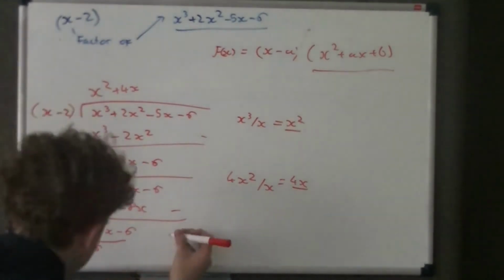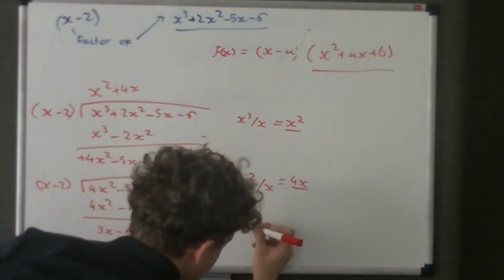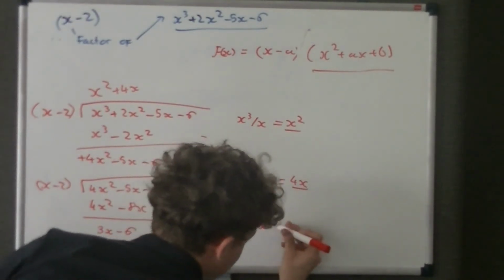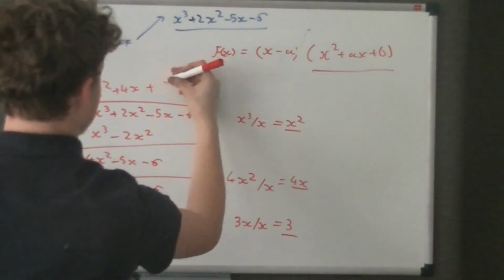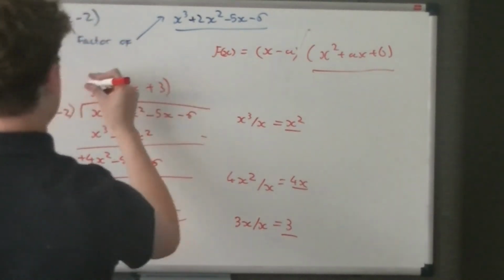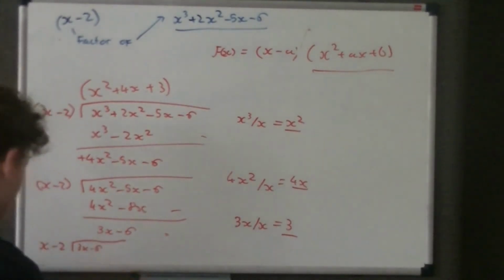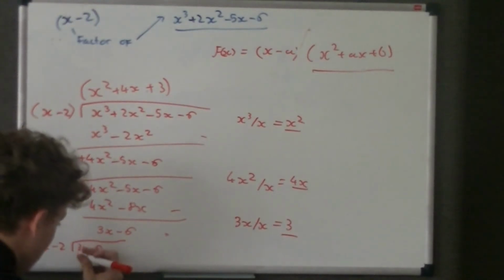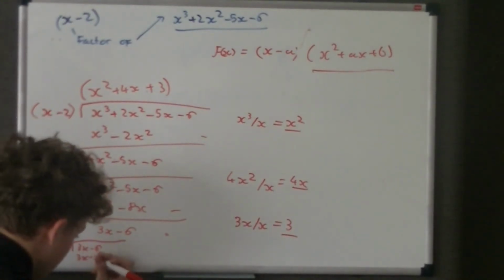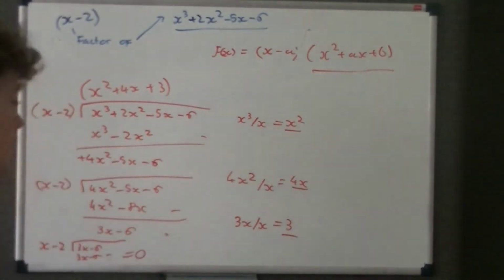So what we do is we do 3x over x, and that gets us 3. So that's the next part of the remainder, the quotient even. I mean, we could carry on simplifying this down, so 3 times x take 2 would be 3x take 6. And if we take these two equations away at the bottom, we get 0.